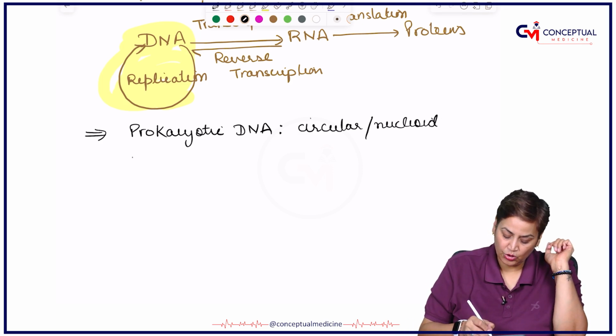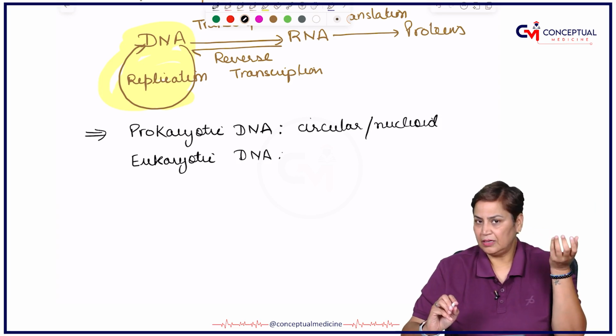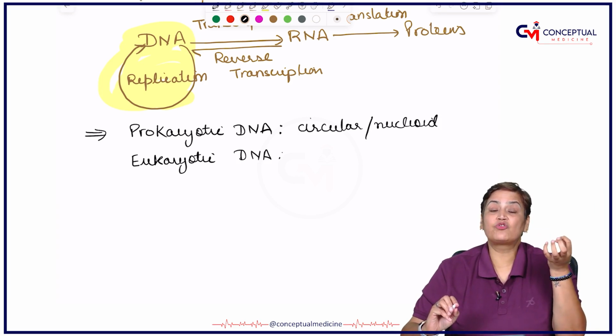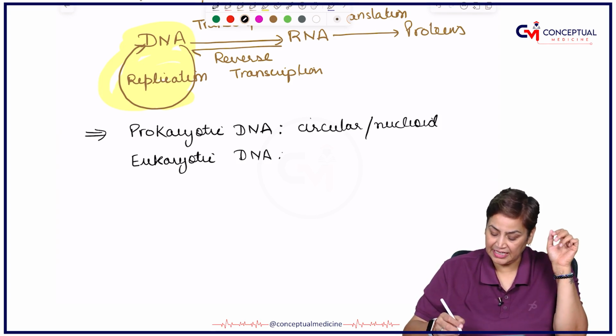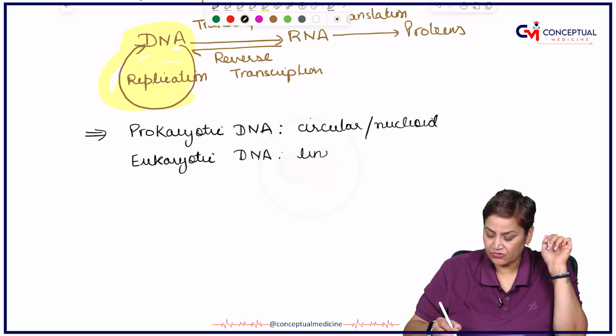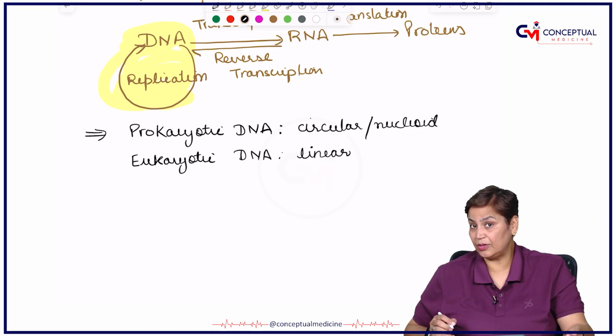Then coming over to eukaryotic DNA. Eukaryotic DNA is a complex type of DNA. It has a true nucleus in which DNA is present, which is linear in structure. And we know it is double-stranded also.